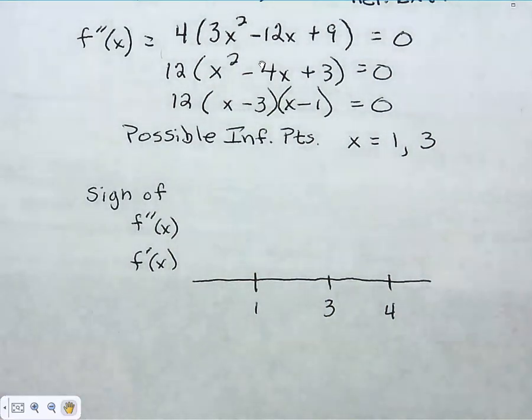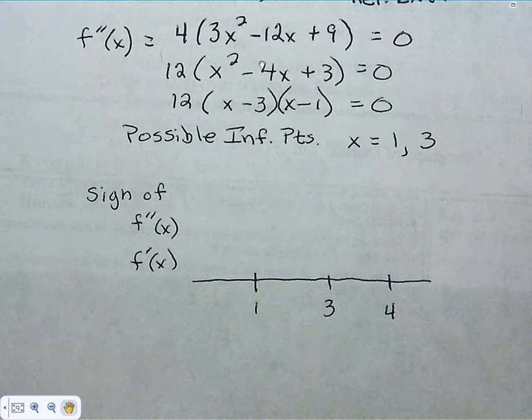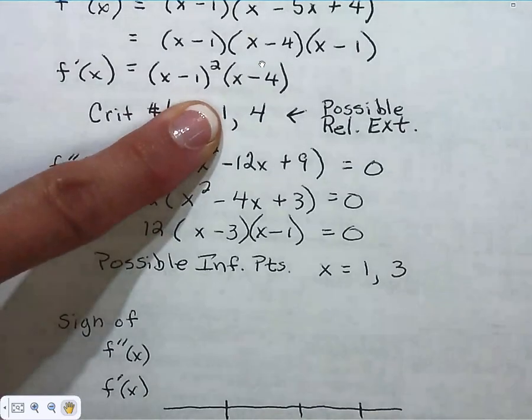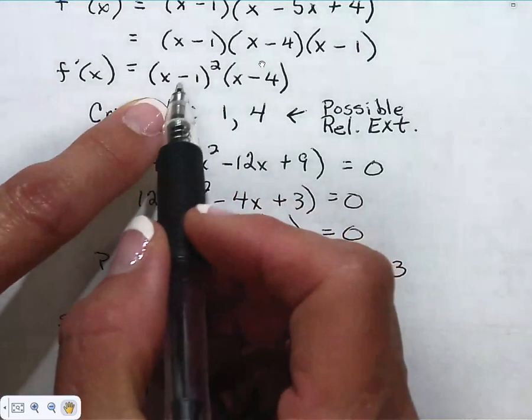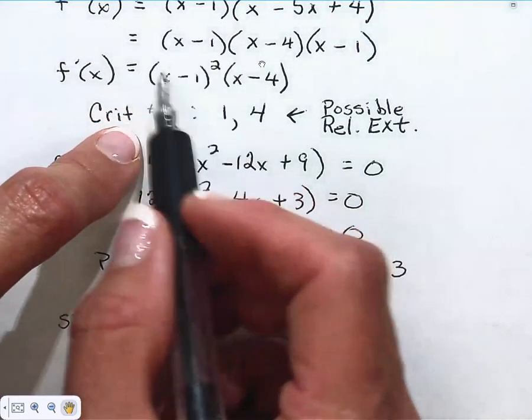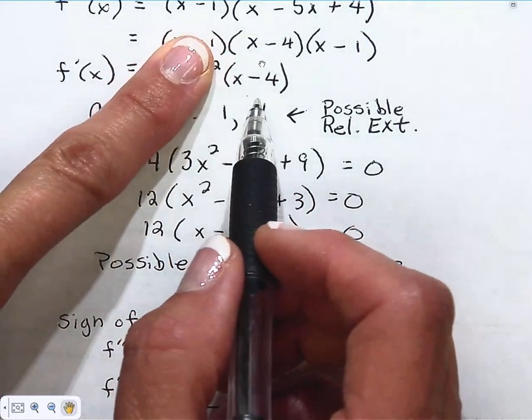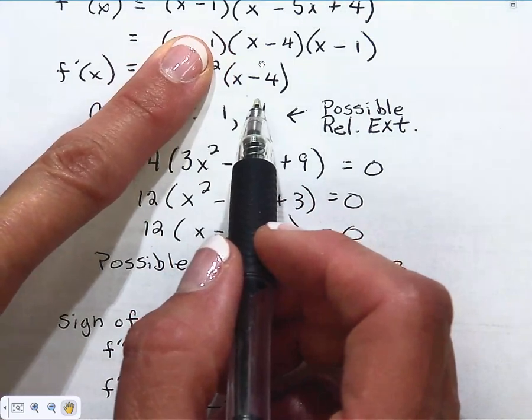If you want to make 2 separate number lines, that's absolutely okay. What's your favorite number to the left of 1? 0. Let's find the signs of the first derivative first. Here's my first derivative. I noticed that no matter what x is, this first term can't be negative. So really, I only care about the sign of the second term. Does that make sense?